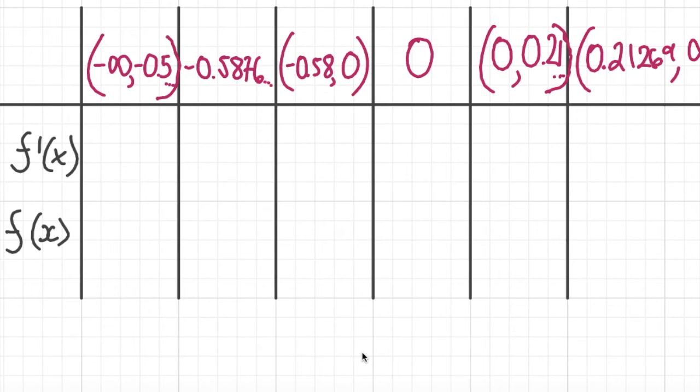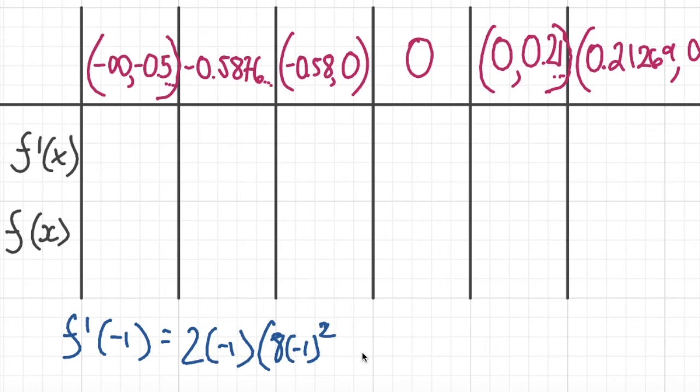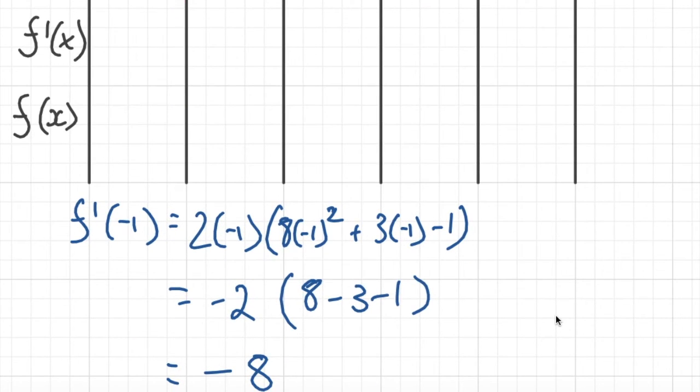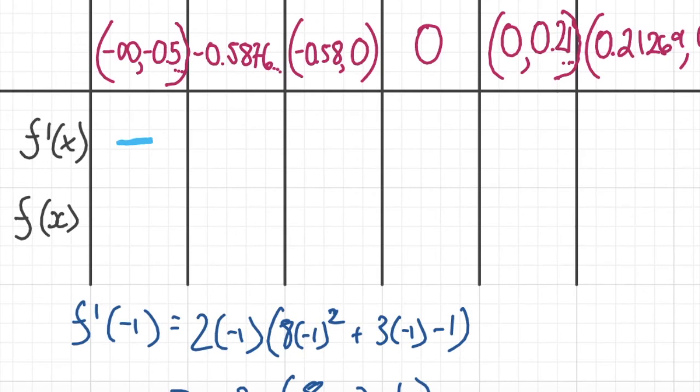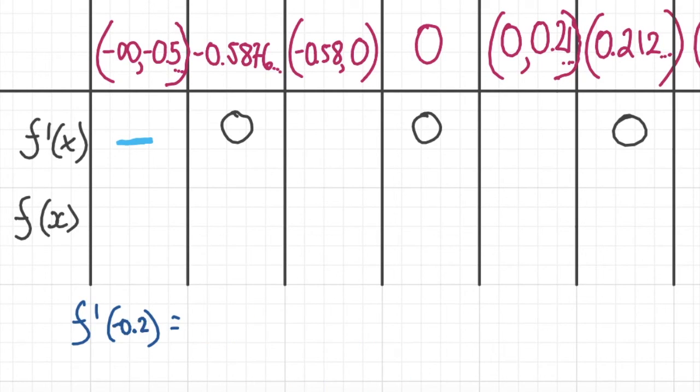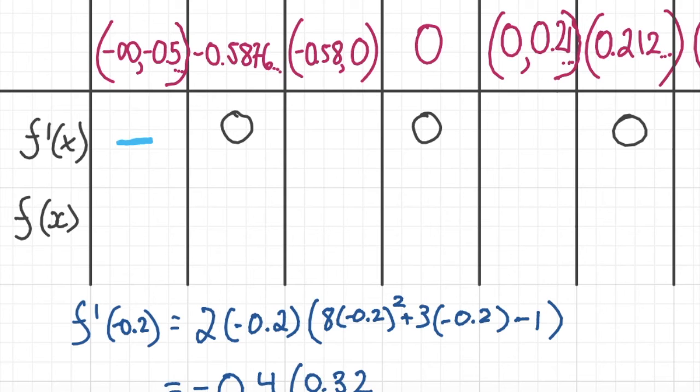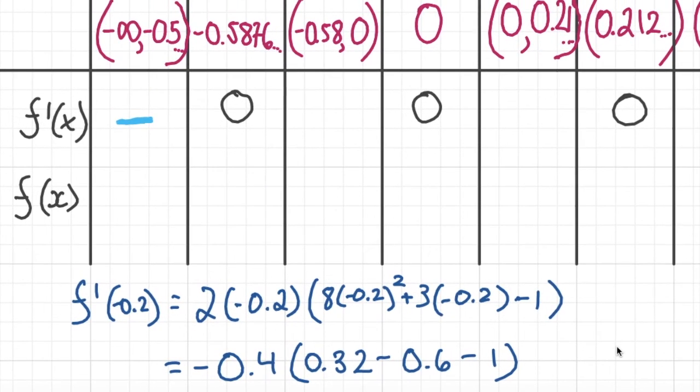We need to determine whether f prime of x is positive or negative inside each interval. Let us choose negative 1, which is within the interval on the very left. We substitute the value of negative 1 and we get that it is negative 8, and so we show a negative sign. Then we have that f prime of x is 0 at all of our x-intercepts, and we move on to the next interval. If we choose negative 0.2, we have that f prime of negative 0.2 is 0.512, which is positive, and so we place a positive sign.